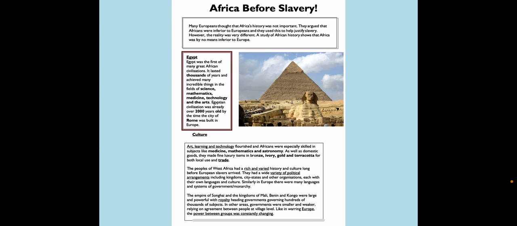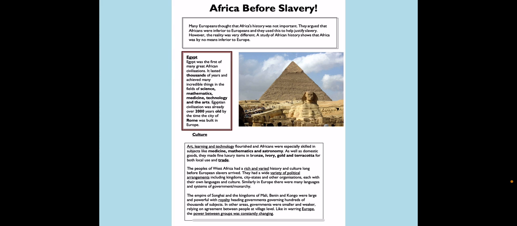Egyptian civilization was already over 2,000 years old by the time the city of Rome was built in Europe. Also, culture. Art, learning and technology flourished, and Africans were especially skilled in subjects like medicine, mathematics and astronomy, as well as domestic goods. They made fine luxury items in bronze, ivory, gold and terracotta for both local use and trade to sell across the world.